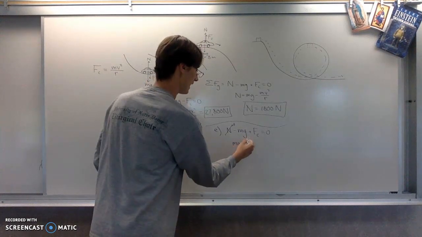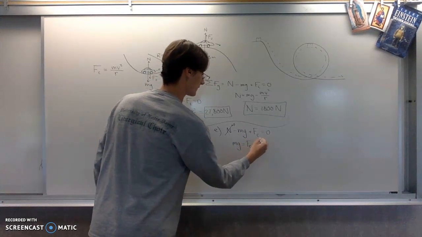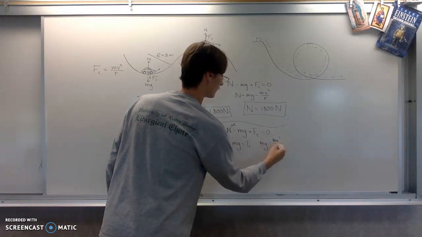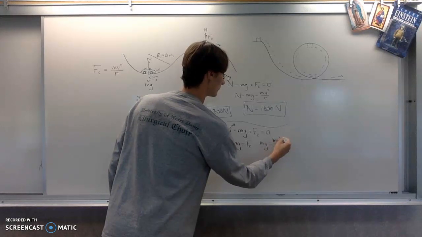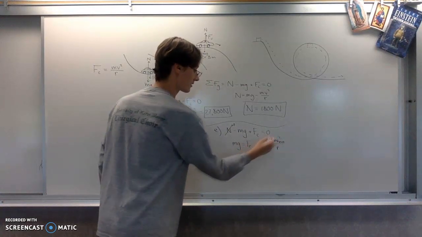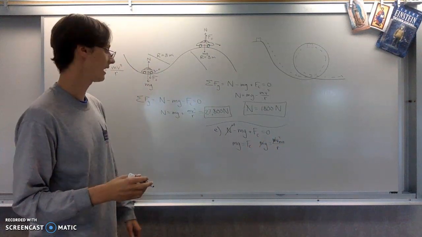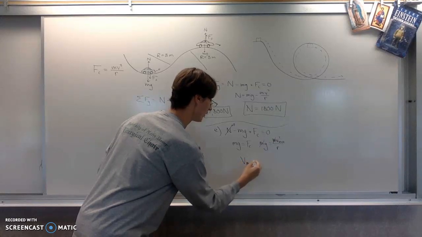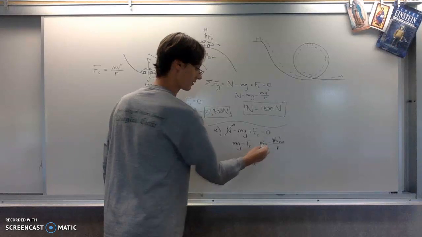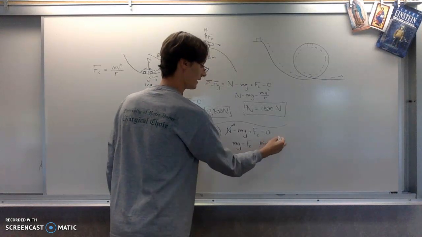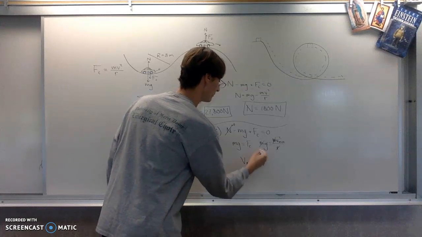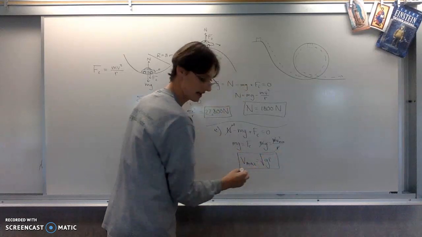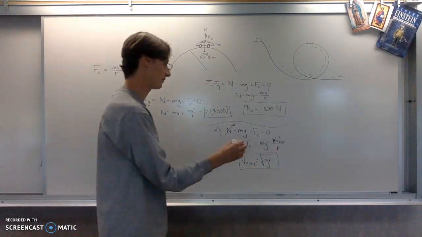All right, so that means that if I move the mg over or the Fc over, however I do this, I'm going to get mg equals Fc. So that's mg equals mv squared over r. And I can solve then for the maximum speed. Cancel out the mass, and the maximum speed that you can have is root gr. Multiply both sides by r, so you'll get gr. And then it's a squared, so we're going to take a square root and get this result, which in this case for the car works out to be 8.85 meters per second.